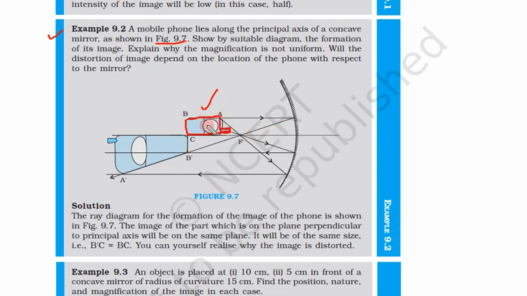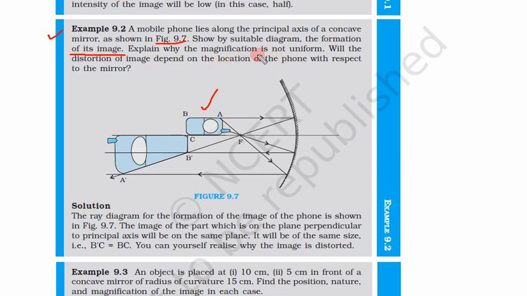So why is this arrangement here? Just to show that the image has been inverted in this figure. This is just to show this. So the mobile phone is kept on the principal axis of a concave mirror. Show by a suitable diagram the formation of its image. So we have to tell how the image will be formed. Explain why the magnification is not uniform.